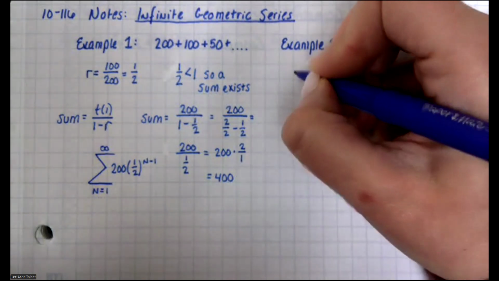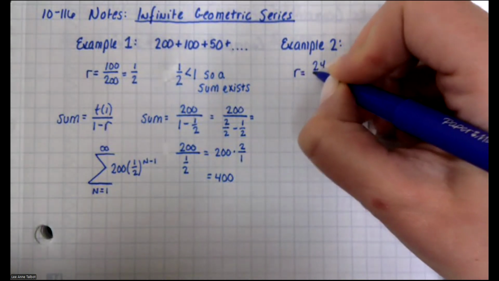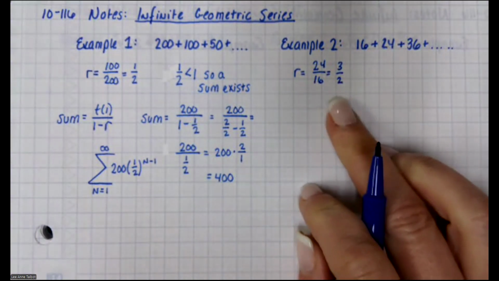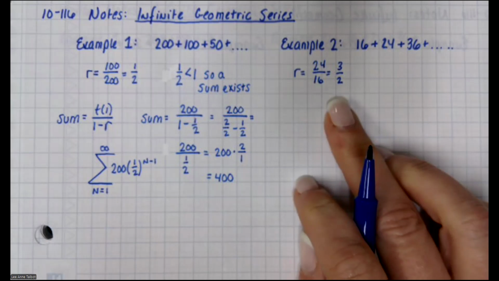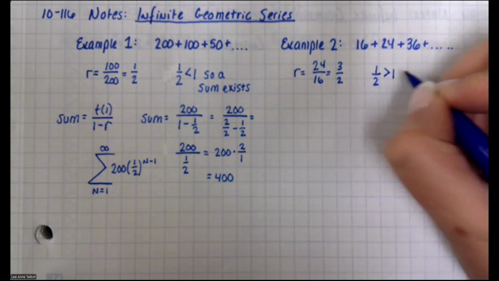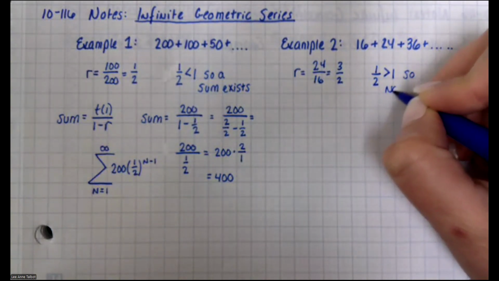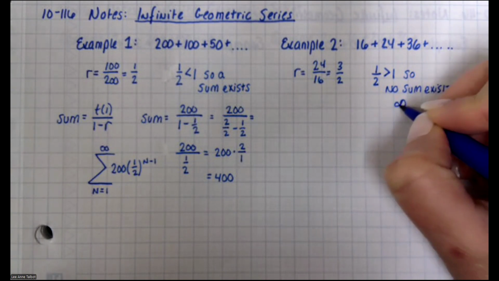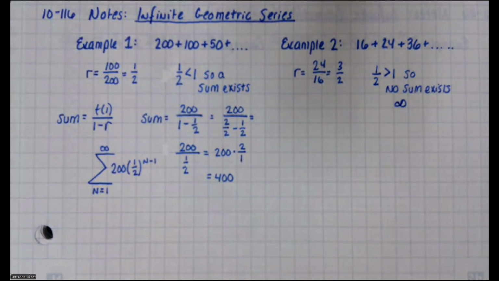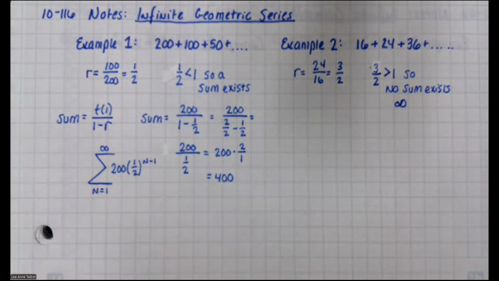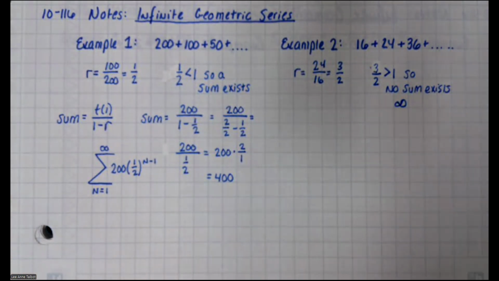Okay, now this guy, r equals 24 over 16, which is 3 over 2. And we know that because we also cheated off the previous problem, which told us that it was 3 over 2. 3/2 is greater than 1. So no sum exists. Final answer is infinity. 3 over 2. 3 over 2. 1 over 2 is not greater than. At least I put the greater than symbol correct.